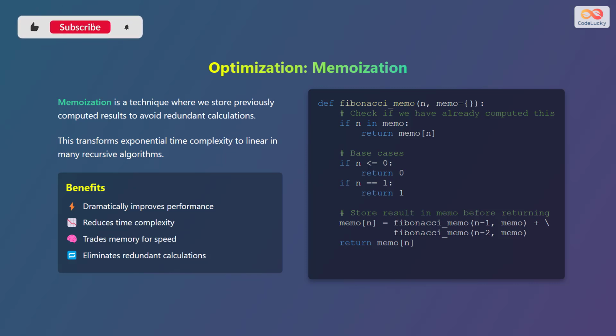Memoization is a technique where we store previously computed results to avoid redundant calculations. This can transform exponential time complexity to linear in many recursive algorithms. Memoization dramatically improves performance, reduces time complexity, trades memory for speed, and eliminates redundant calculations. Look at the code example to understand how the computed value is stored in memory.